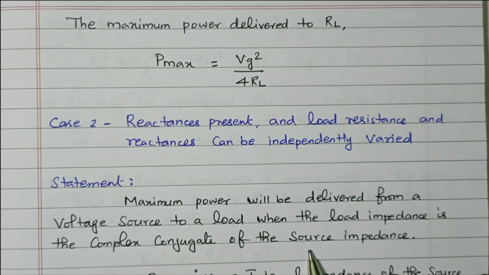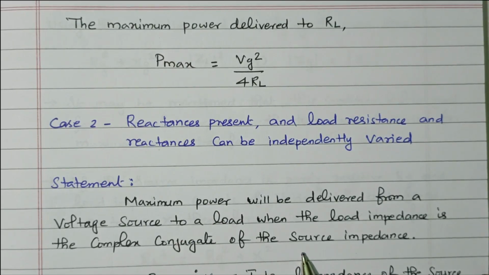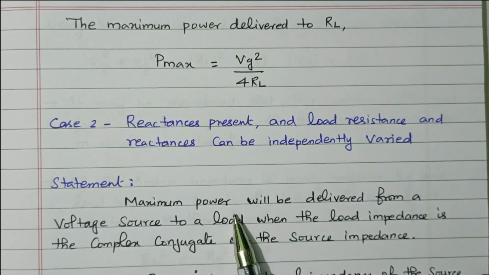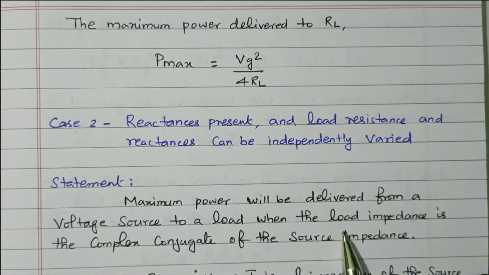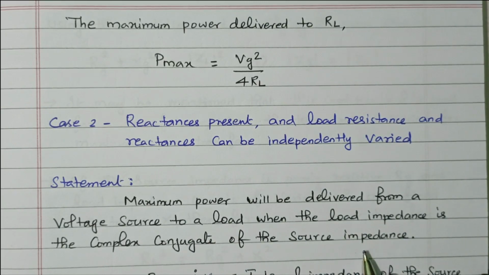The complex number will have a real term and an imaginary term, because of the reactance. It may be a capacitive reactance or an inductive reactance. So the same condition holds here also. Maximum power will be delivered from the voltage source to the load, only the condition is that the load impedance is the complex conjugate of the source impedance. Complex conjugate means A plus jB has the complex conjugate A minus jB, right? The load impedance and source impedance are complex conjugates.